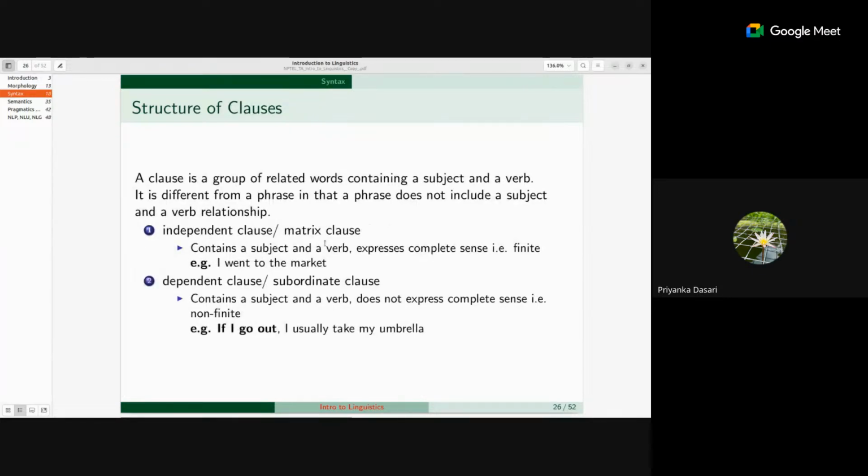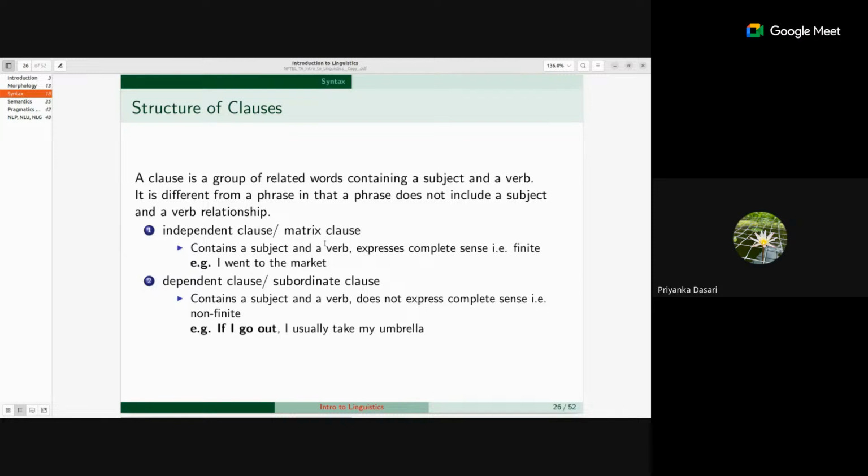So, structure of clauses. Since our school grammar we also did, we know what dependent clauses and independent clauses are. So I will not take much time on this. Basically, a clause is a group of related words containing a subject and verb. An independent clause expresses the complete sense; it is not dependent on another sentence.